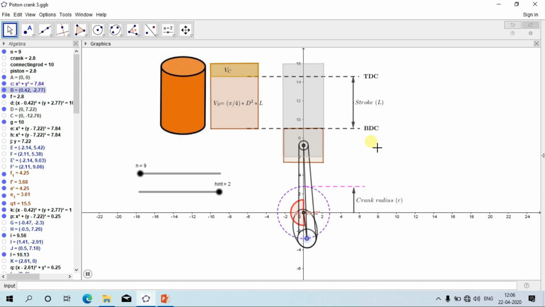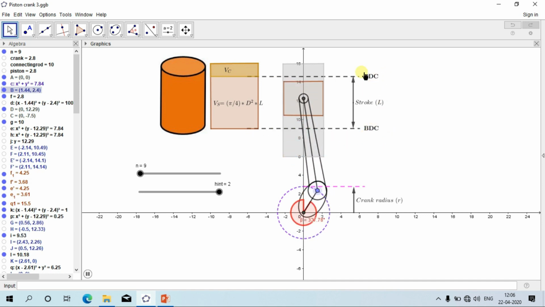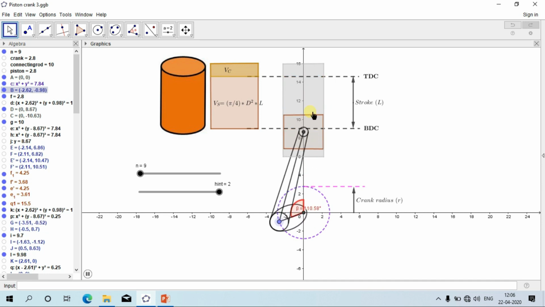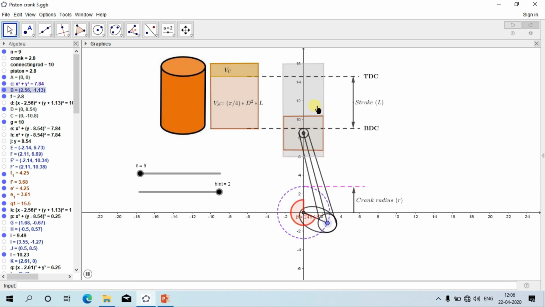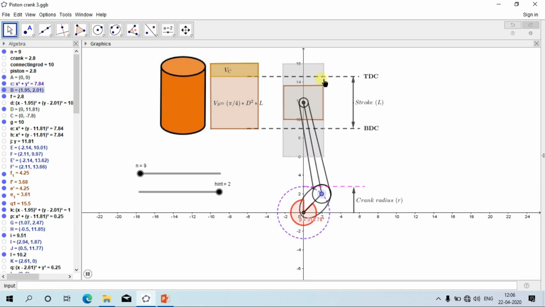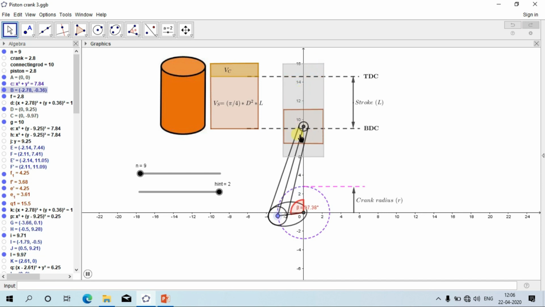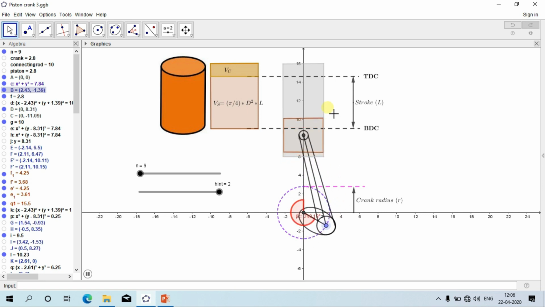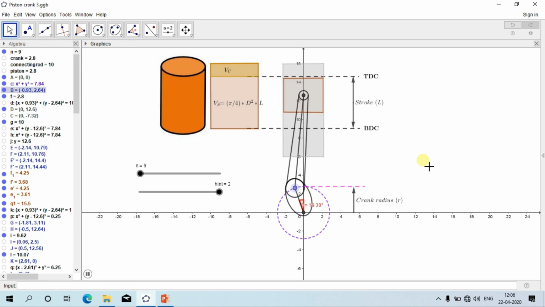As I defined top dead center and bottom dead center, it is the limit beyond which the piston cannot go. The top surface of the piston cannot move beyond it. You can observe this. It will not move beyond top dead center. Again down, then for another half rotation, again in the upward direction. So keep this in mind.